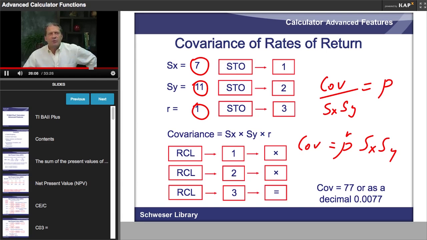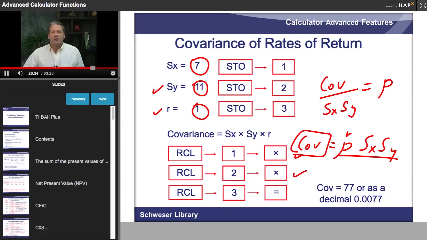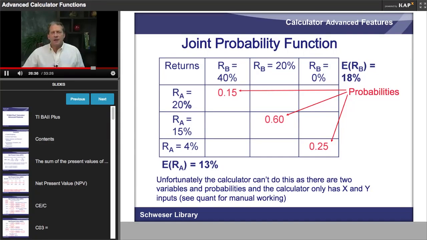So that's what we're doing here. Recall 1 is our 7. Recall 2 is our 11. And recall 3 is our correlation coefficient. So here's what we're going to do. We're going to multiply that correlation coefficient times the product of the 2 sample standard deviations. And that way we can get to our covariance once we've entered our data.